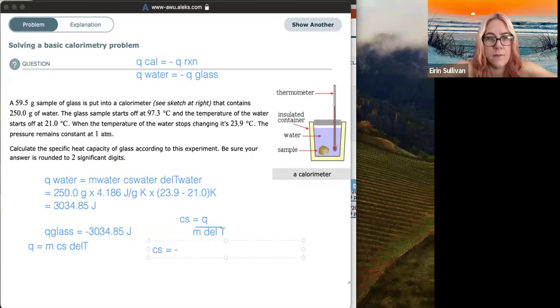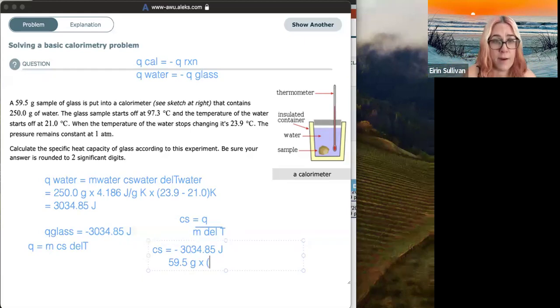So I've got a minus sign for Q, 3034.85 joules. My mass of my glass was 59.5 grams. And my final temperature is 23.9, same as the final temperature of the water. It has to be, otherwise they wouldn't be at thermal equilibrium. But the initial temperature was 97.3. So notice that's going to come out to be a negative number. 23.9 minus 97.3 is minus 73.4. Okay, so a minus divided by a minus is going to give me a plus.